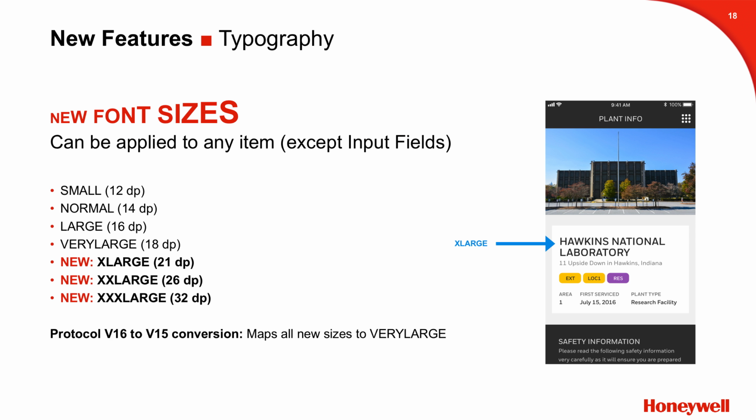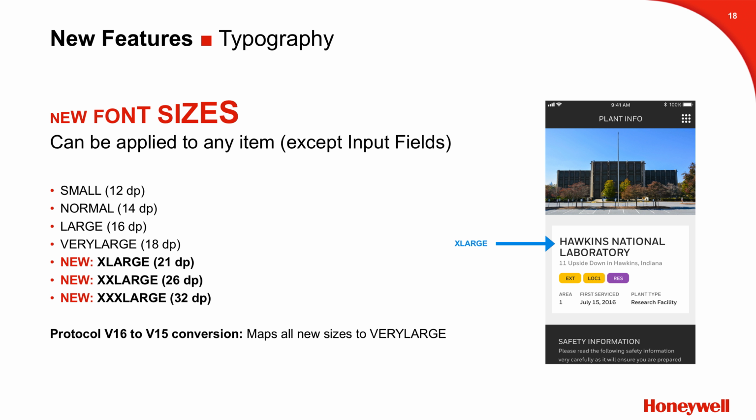So we start with something that is not very spectacular, but still helpful. We introduced several new font sizes that can be applied to any item except for input fields. Additionally to small, normal, large, and very large screen font sizes, we now have extra large, XX large, and XXX large. And those new font sizes can, for example, be used to achieve editorial-like layouts or design visually interesting e-commerce UIs, for example. So many use cases for those.